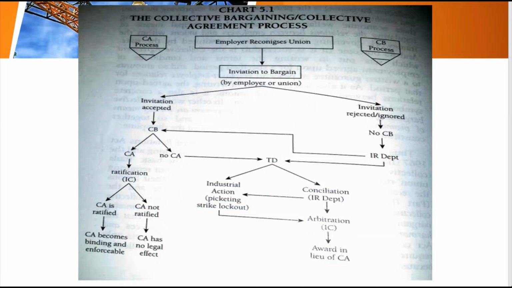Overall, if you look at the process of both, you can see here the CA process on the left and the CB process on the right. Here, the invitation to bargain will start either by the employer or the union. Normally, it will be the union.